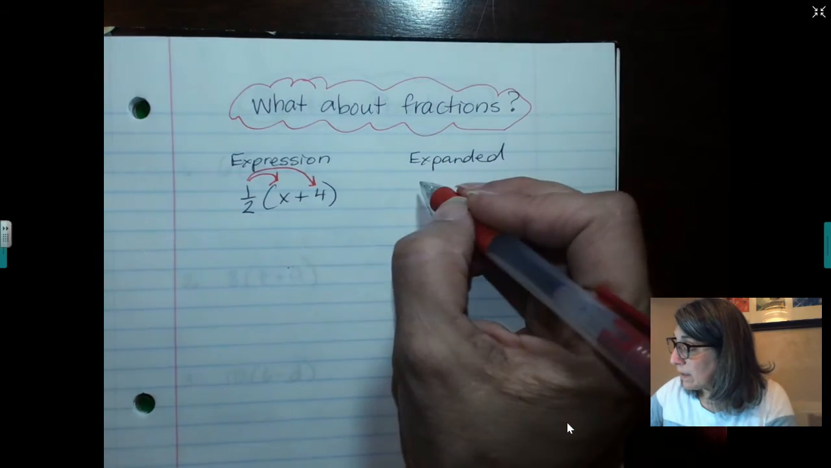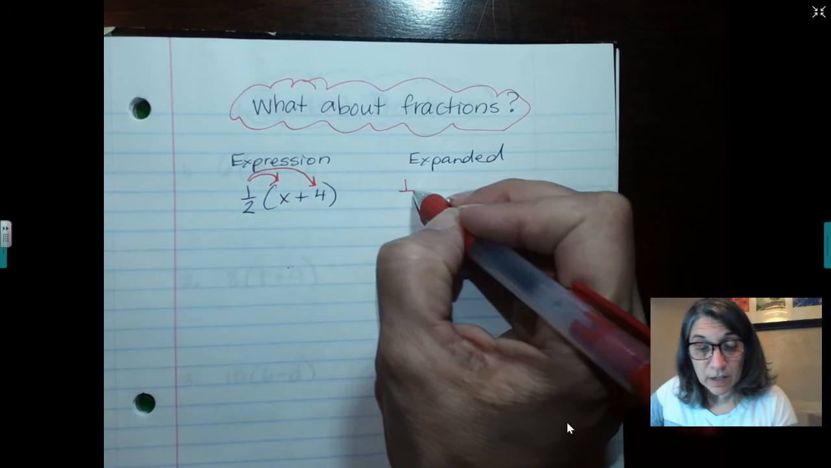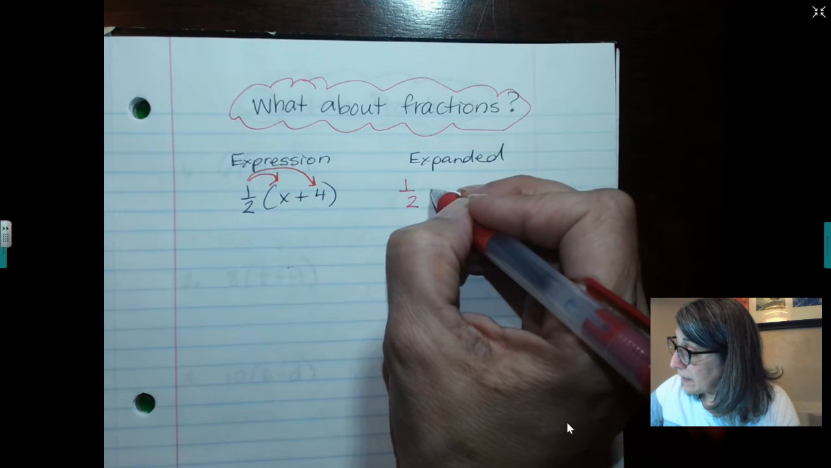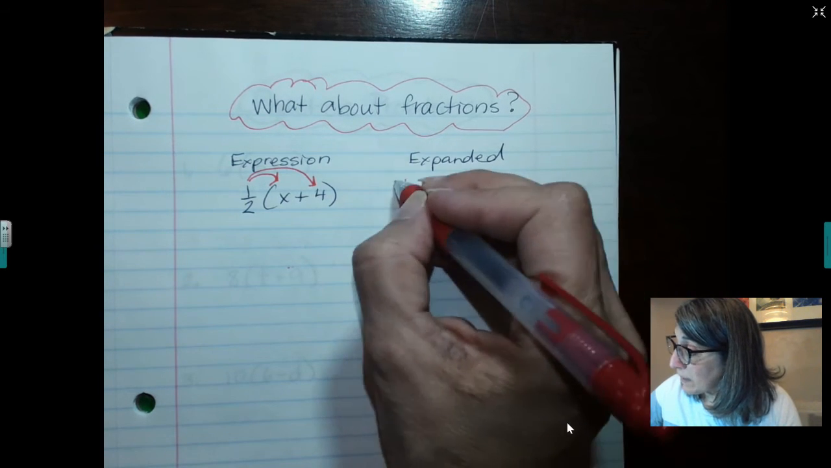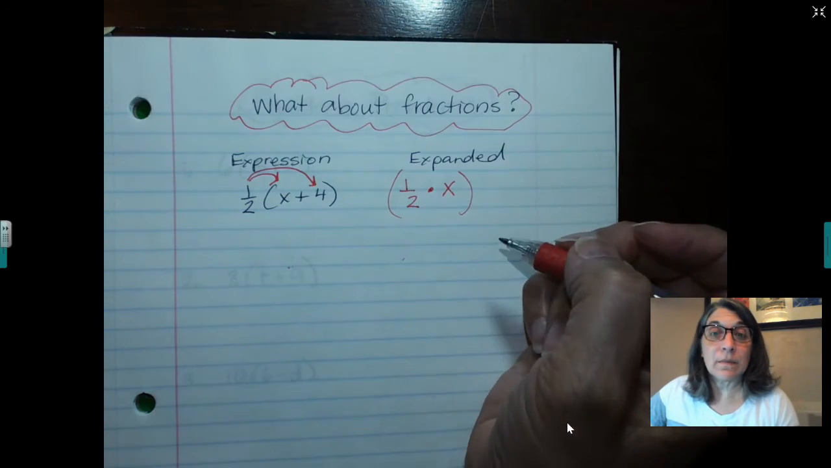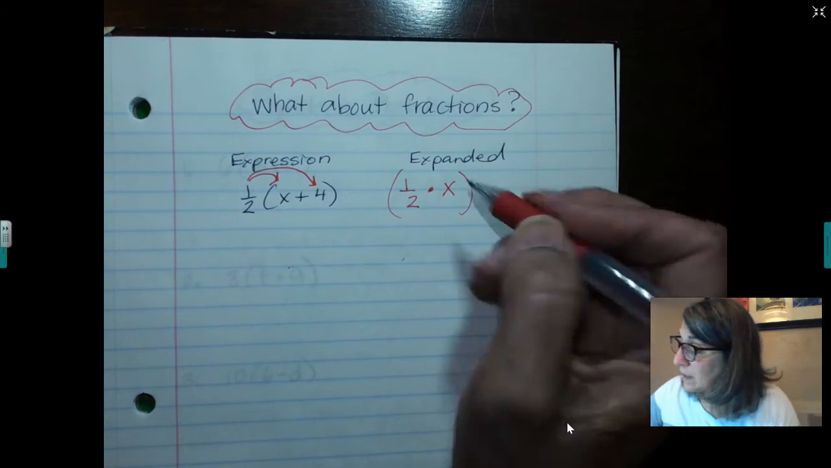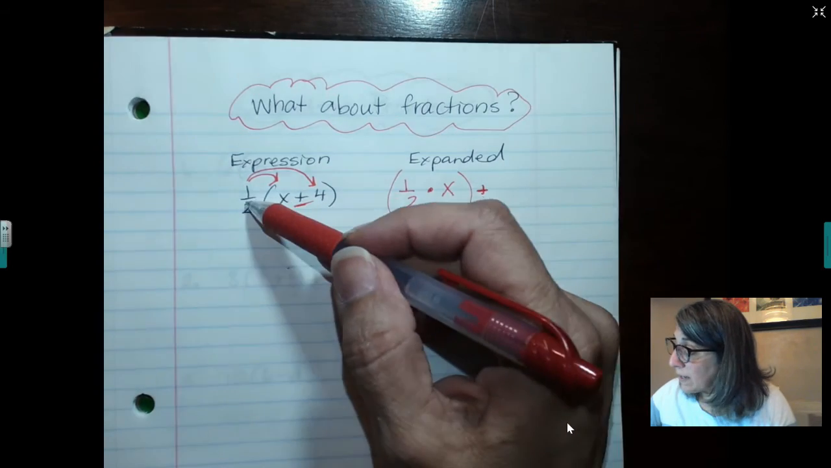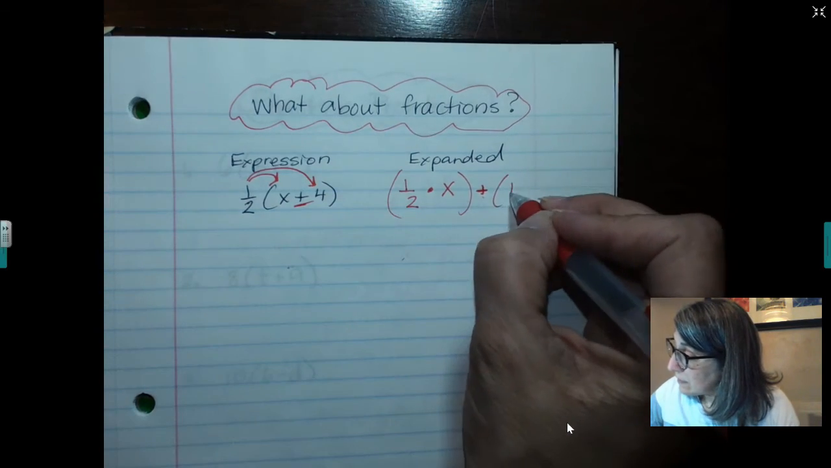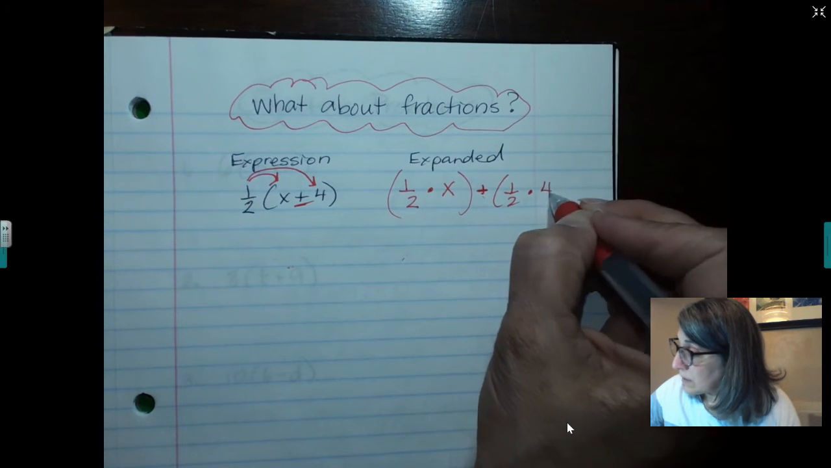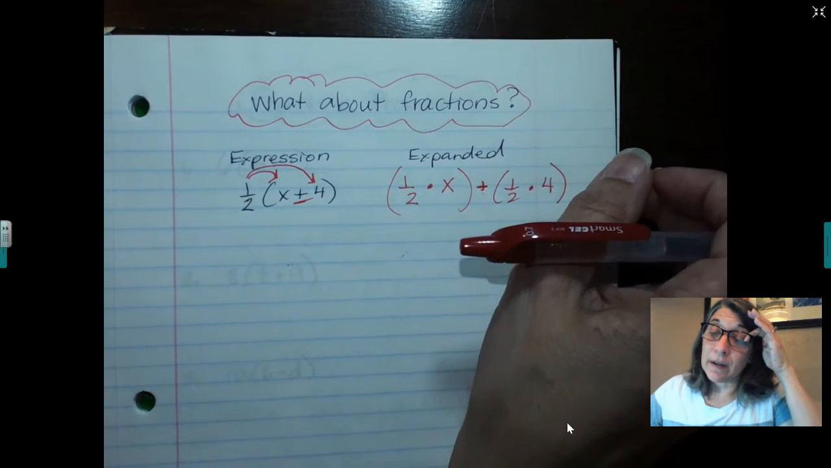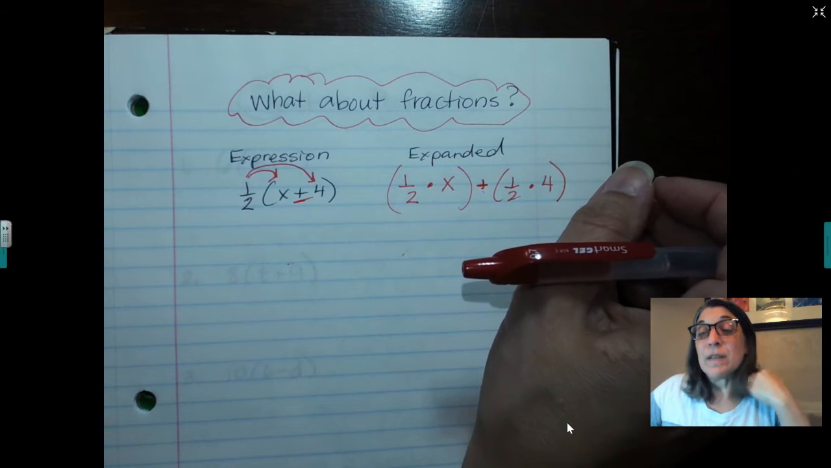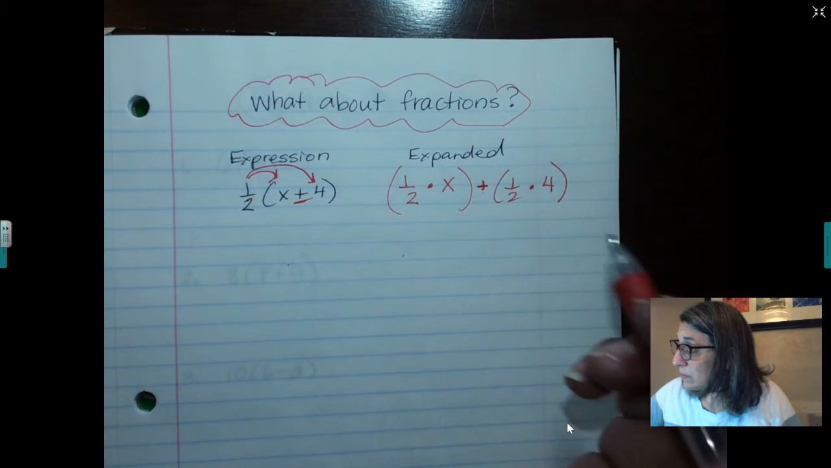Okay, so my expanded form over here is going to be 1/2 times x. I'm going to use my dot because x looks like a multiplication sign. This is addition, so I need to use addition here. 1/2 times 4. I'm just going to use dots here because they really are going to be less confusing. I recommend you use dots once you start getting variables.